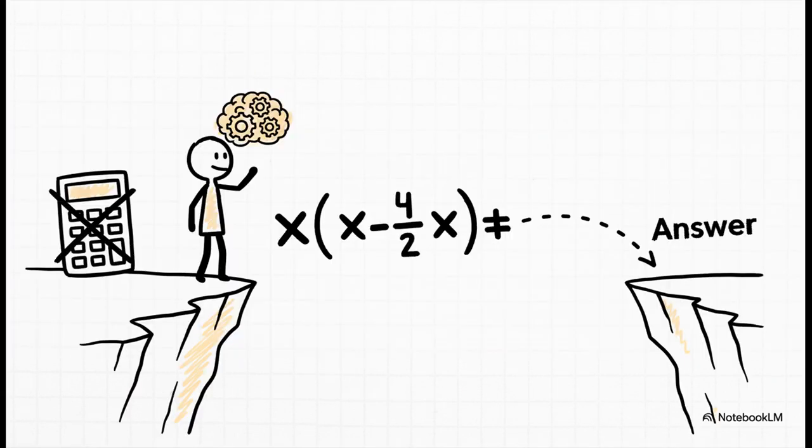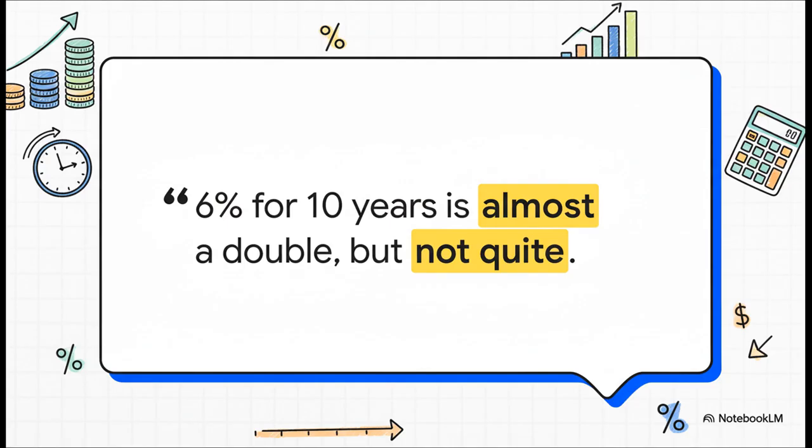Let's do it. All right, step 1. Now, this is the only part that requires a little bit of a mental leap. How on earth do we figure out what 1.06 to the power of 10 is without a calculator? Here is the shortcut you need to burn into your brain. 6% interest for 10 years gets you really close to doubling your money, but you're not quite there. Just remembering that simple rule of thumb is our launchpad.